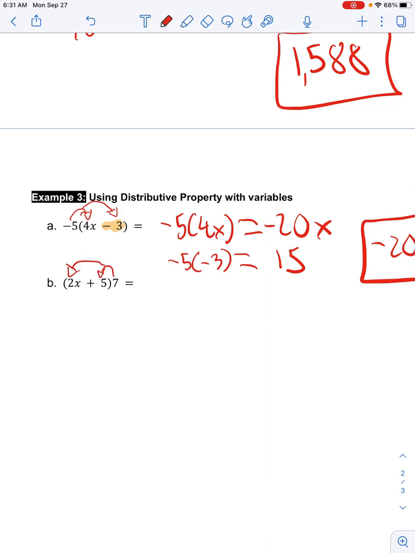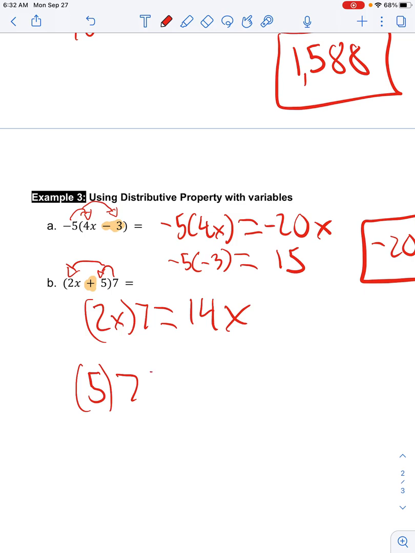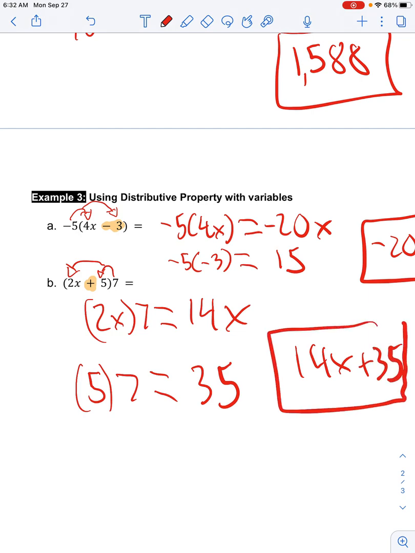Very similar. Again, use the distributive property. It doesn't matter where that number is. I have to multiply each term inside my parentheses by 7. So 2x times 7 and 5 times 7. Again, this is a +5 because if I look, I have a plus sign. So I know that it's a +5. 2 times 7 is 14. I only have the x, so it comes along. 5 times 7 is 35. So my final answer is 14x plus 35.